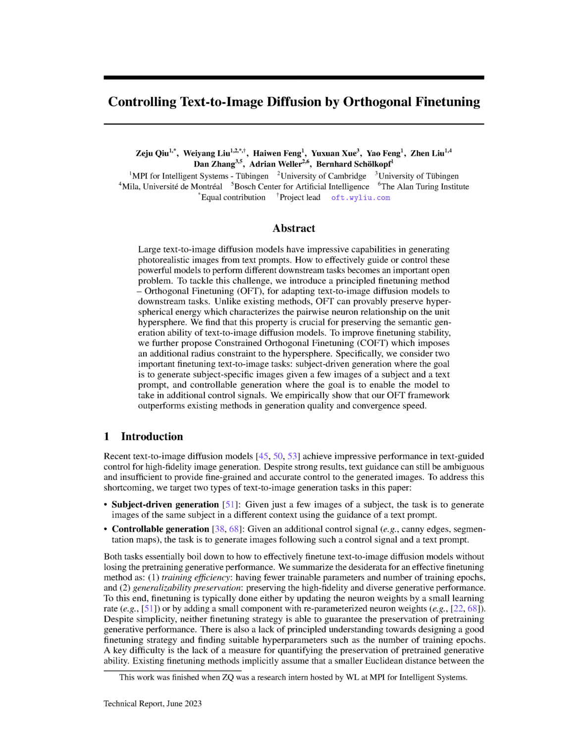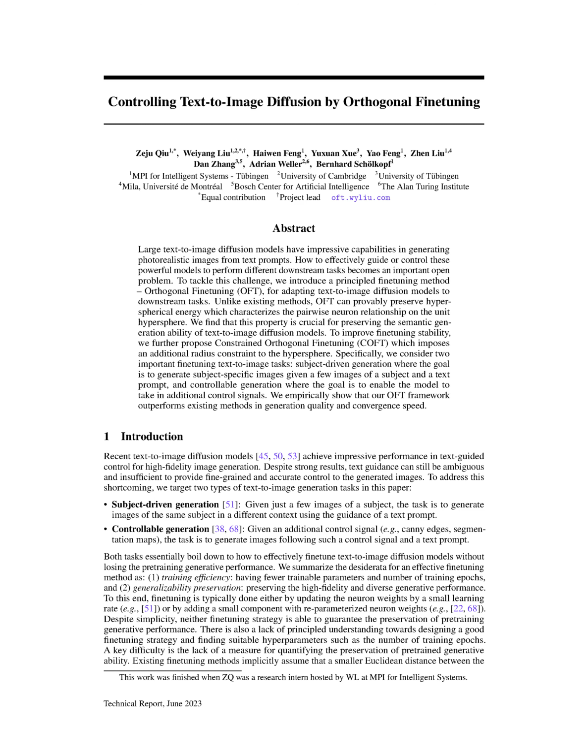To accomplish these tasks without compromising the original generative abilities of the pre-trained models, we need to implement fine-tuning strategies effectively. An ideal fine-tuning method should balance efficient training with fewer adjustable parameters and fewer training epochs, while maintaining the high quality and diverse generative performance of the pre-trained model. Current fine-tuning approaches either slightly adjust the existing weights of the neurons or add a small component with redefined neuron weights. However, these methods don't guarantee the preservation of the pre-training generative performance. This is partly due to the lack of a proper measurement for quantifying the preservation of pre-trained generative ability.